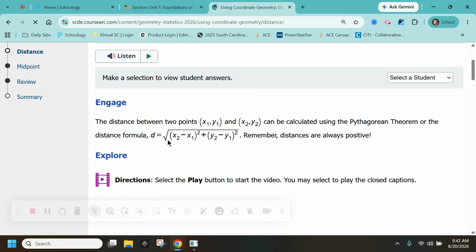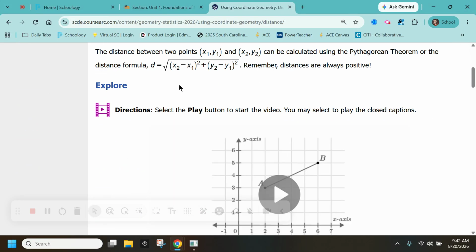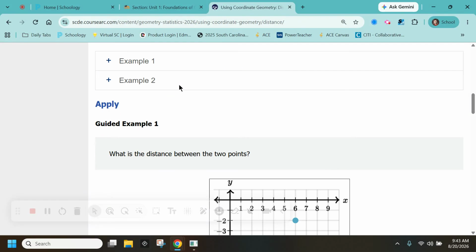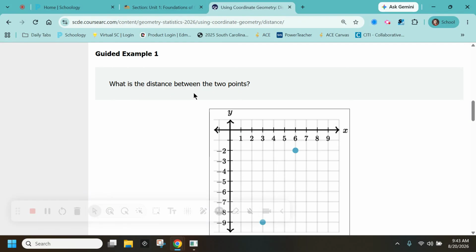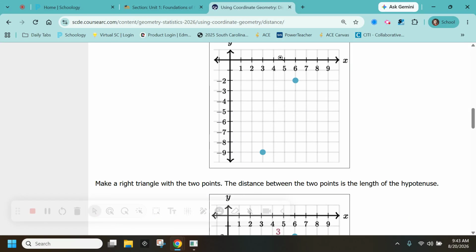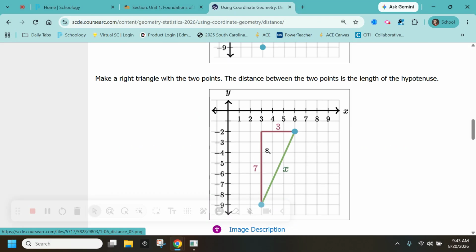Moving on to distance. So to find the distance between 2 points, we have our distance formula. Please remember that distances are always positive. We have a couple examples here if you do need the extra help. What is the distance between the 2 points? So we have the coordinates 6, -2, and 3, -9.